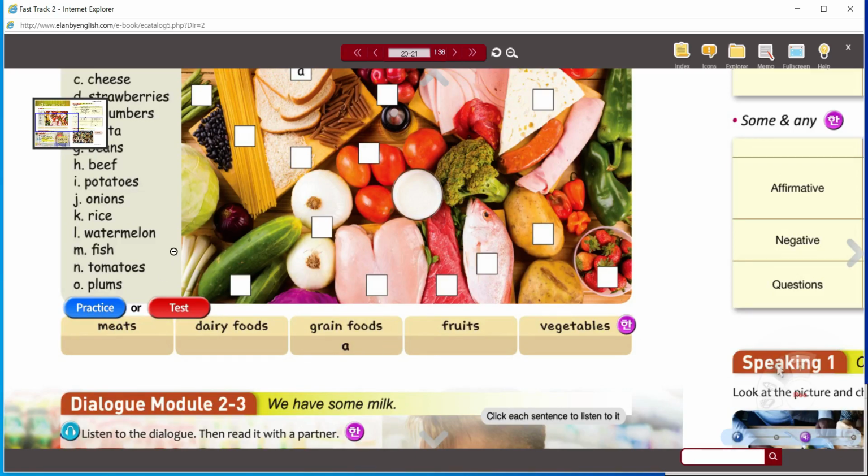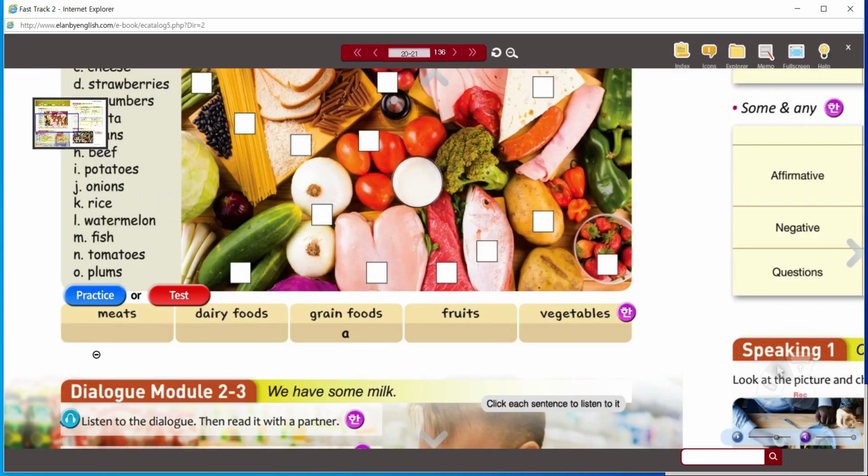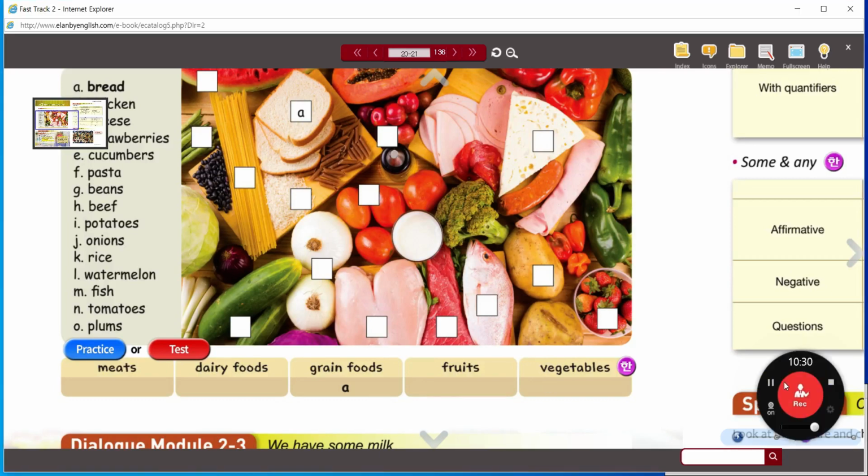So what you're going to do is take all of these words listed here, and again the pictures are here, and you're just going to write the letter in each category. So letter A is done for you. Okay, so bread is a grain food. Okay? And B, chicken, is it a vegetable, a fruit, a grain food, a dairy food, or a meat? Okay? You can choose that, put the letter in here. I'm going to pause this, and when we're finished, we can review.